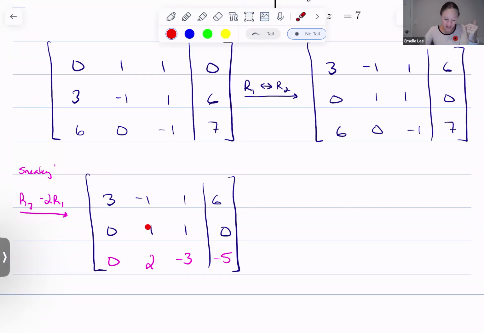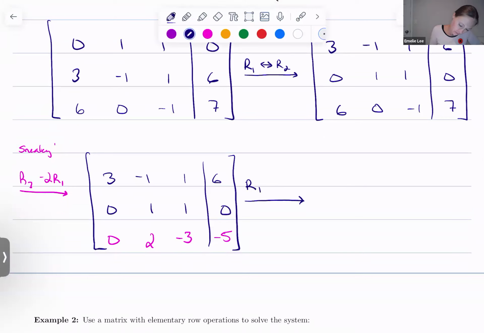And so for me, I have a 1 here. And so that'll be nice, right? I can pivot around this 1 and I can add row 2 to row 1 and I can subtract 2 times row 2 from row 3. Better in writing, I think. So I'm going to do row 1 plus row 2. And then I'm also going to manipulate row 3 minus 2 times row 2.